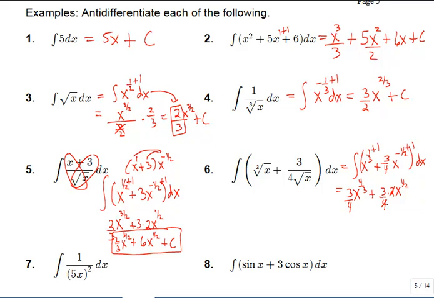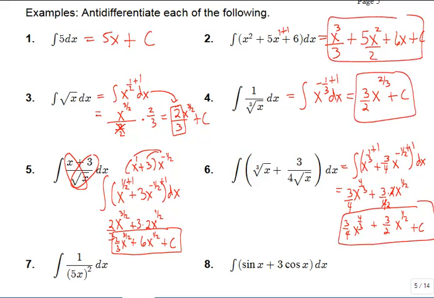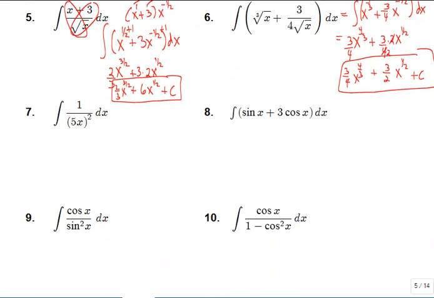That 2 will cancel with my 4, giving me 3/2 x to the 1/2 plus 3/4 x to the 4/3, and then of course my plus c on the end. Okay, here were all my answers. Let me put some boxes around them so it's easier to tell what our final solutions were.